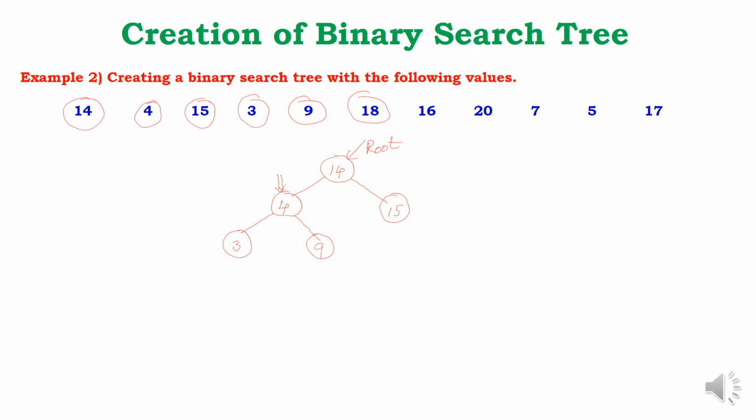Is 18 less than 14? No. Is 18 greater than 14? Yes. So 18 should come in the right subtree of 14. Is right null? No. Right is not null. Right is having a node with information 15.